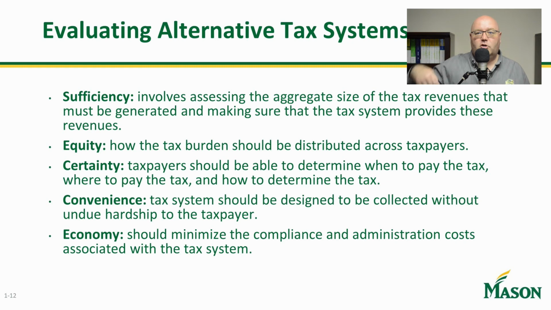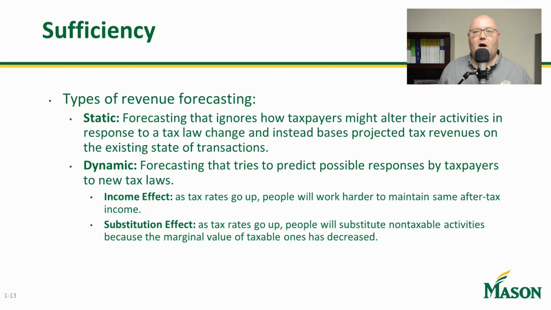Economy. We should minimize the compliance and administrative costs associated with the tax system. I will let you make a decision as to whether we've actually succeeded in that or not. So as we talked about sufficiency, types of tax are static and dynamic. This is important when a politician comes out and says, hey, we're going to give this tax cut and it's going to save people this much money.